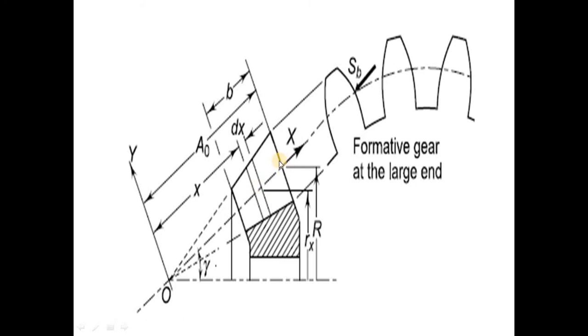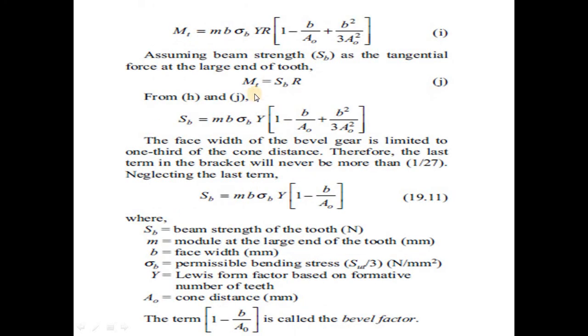At that time, the torque is equal to force into perpendicular distance, and the force is the beam strength, that is SB, and the perpendicular distance is R. That's why the torque for the larger end is Mt equals SB into R. Comparing these two equations, Mt equals this expression and Mt equals SB into R. So SB R equals this total term, but here we can rearrange the formula. The R and R cancel, and then finally we can write the equation.